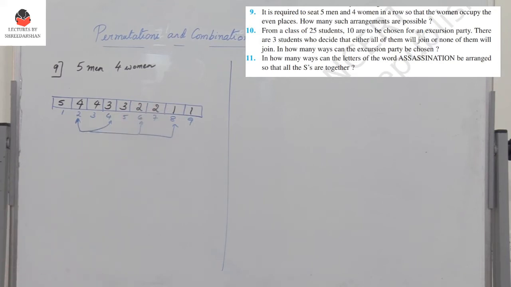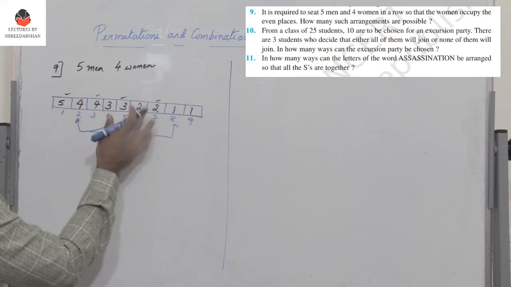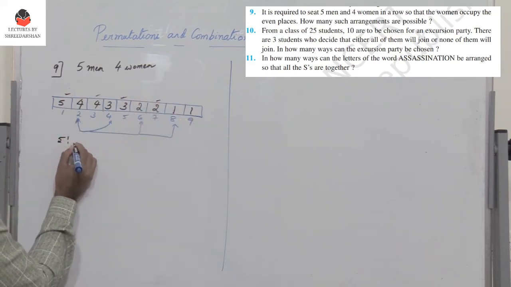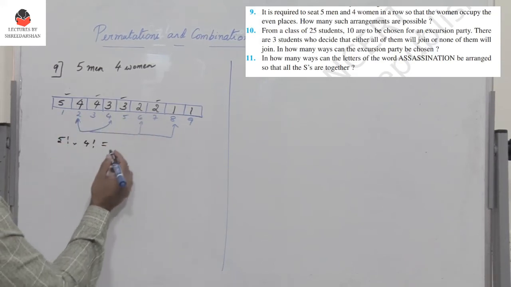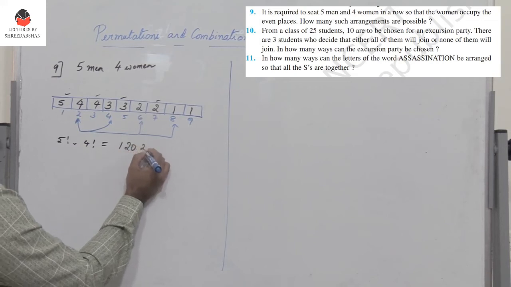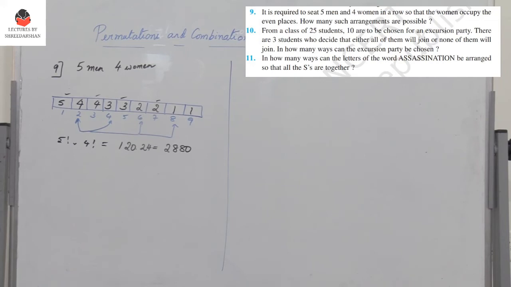So you have to multiply all of them. So this is nothing but 5 factorial for all the odd numbered places, into 4 factorial for the even numbered places. So it's going to be 120 into 24, which is 2880 ways.